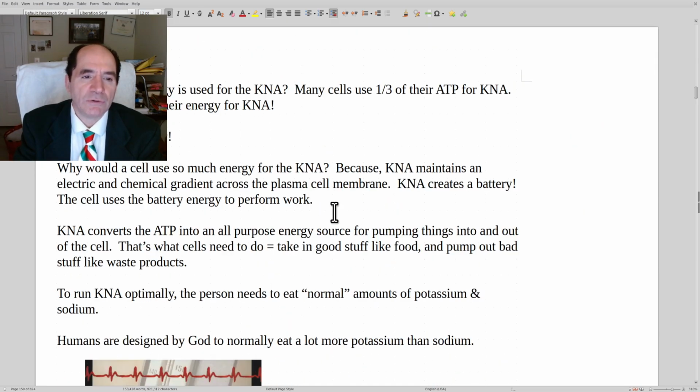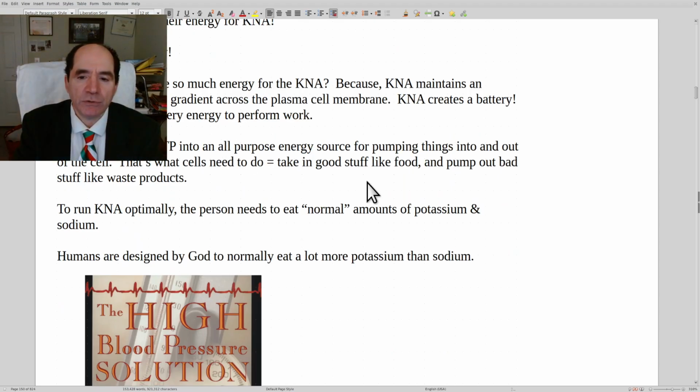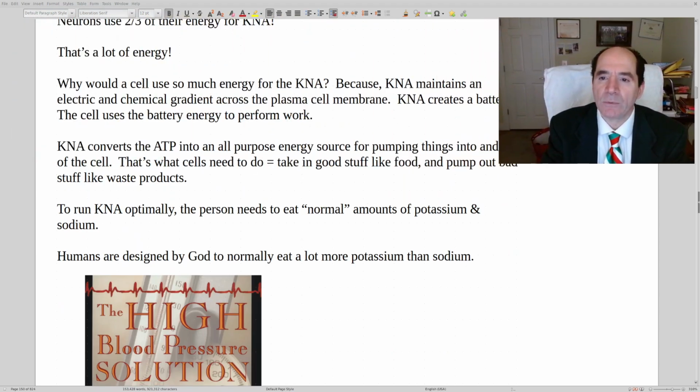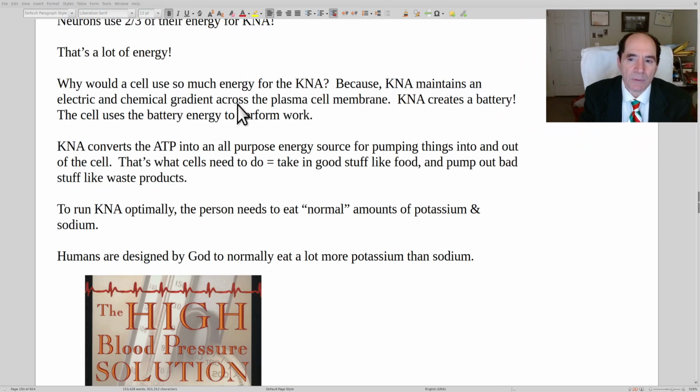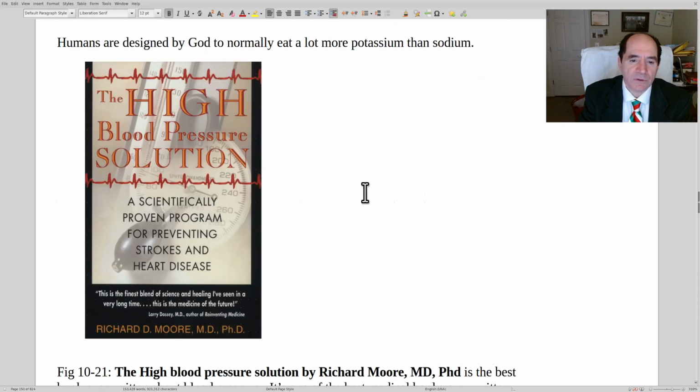Neurons use about half to two-thirds of their energy to run that potassium sodium pump. So it's super important. There's no way a cell would use that much energy for something unless it was super important. And it is, because it's the whole battery energy system of the cell membrane, and it uses that to take in good stuff, like food, and to pump out its waste product. We're designed to run on a high potassium, low sodium diet.